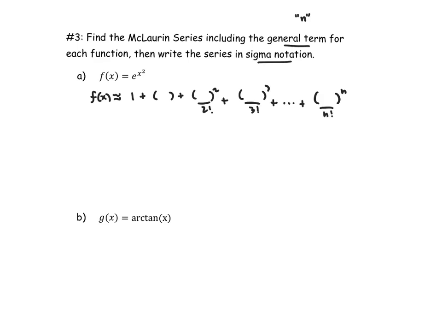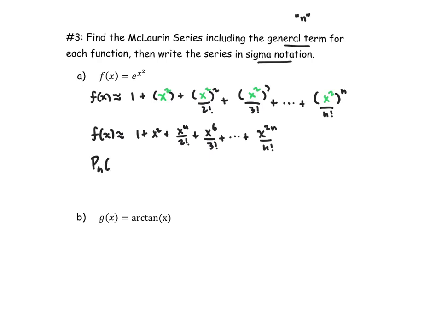I'm going to plug in an x squared. Okay, and then we're just going to simplify. So the f of x will be approximately equal to 1 plus x squared plus x to the fourth over 2 factorial, x to the 6th over 3 factorial, out to the general term, which will be x to the 2n over n factorial. That would be the nth degree polynomial representation.